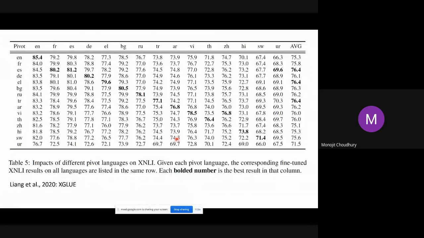In fact, if we look at Urdu, training with Urdu gives you only 67% for Urdu, but training with Spanish gives 69% for Urdu. And in fact, this should have been the bold number, I don't know why they bolded it. There is a 70.3, which is when you train with Turkish. So interesting. These are big mysteries, and people are trying to figure this out.